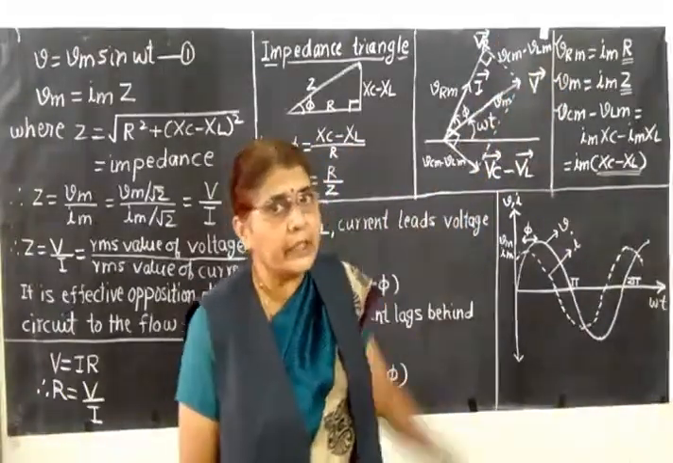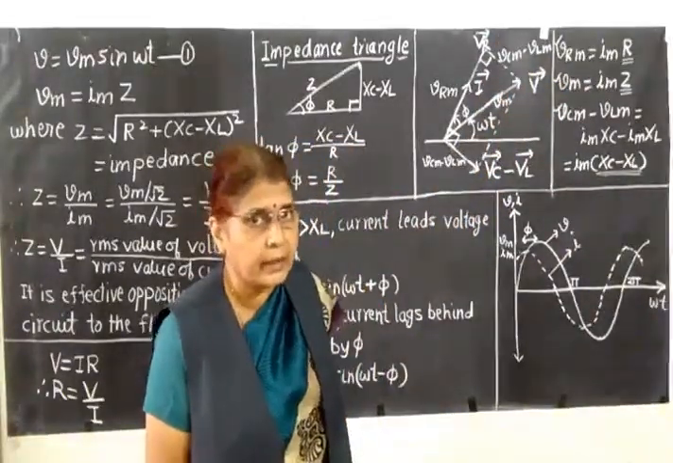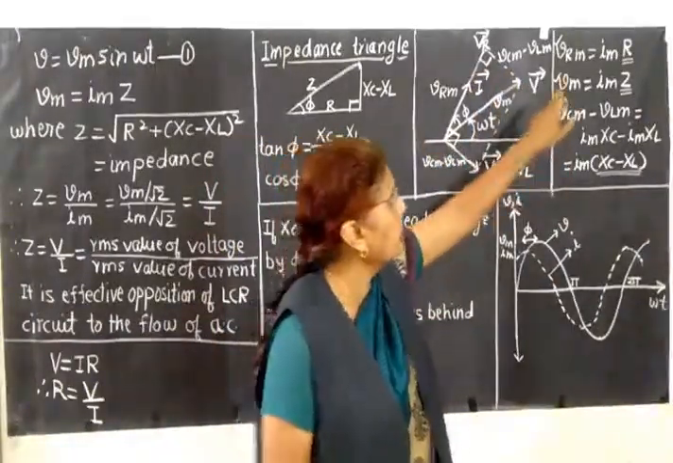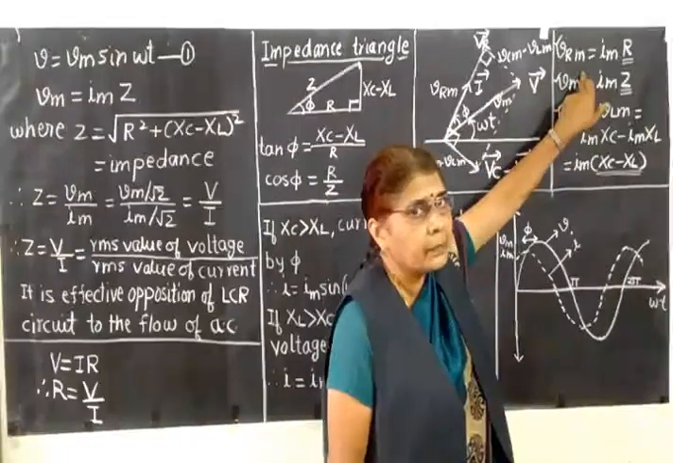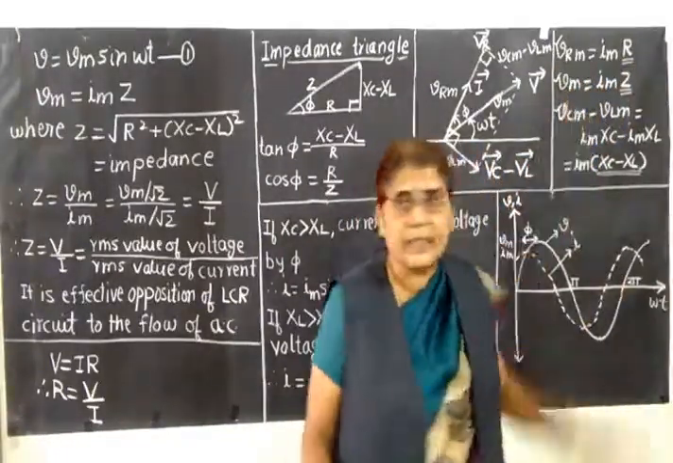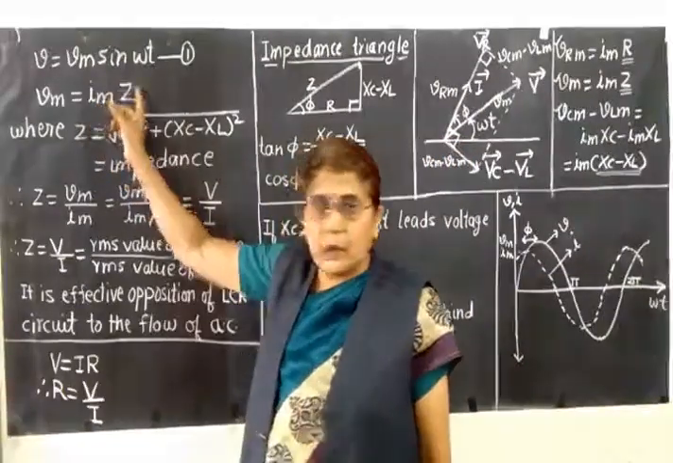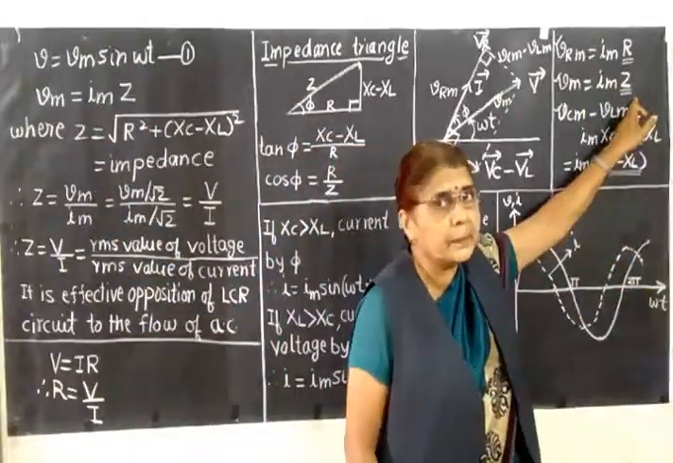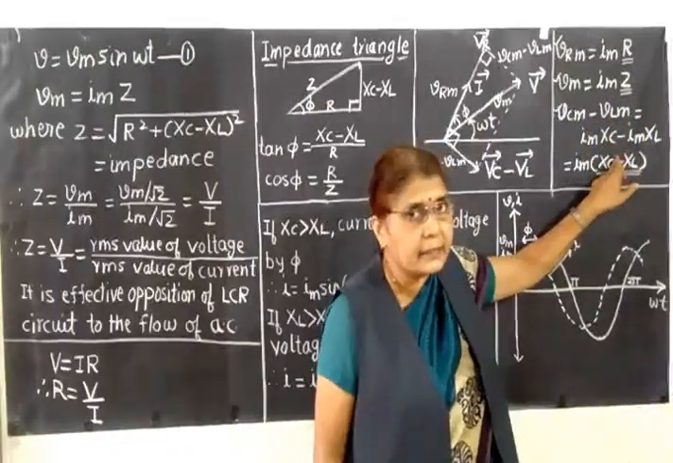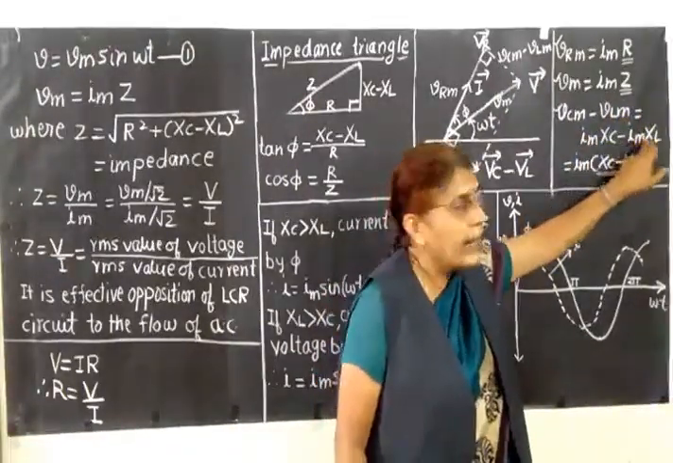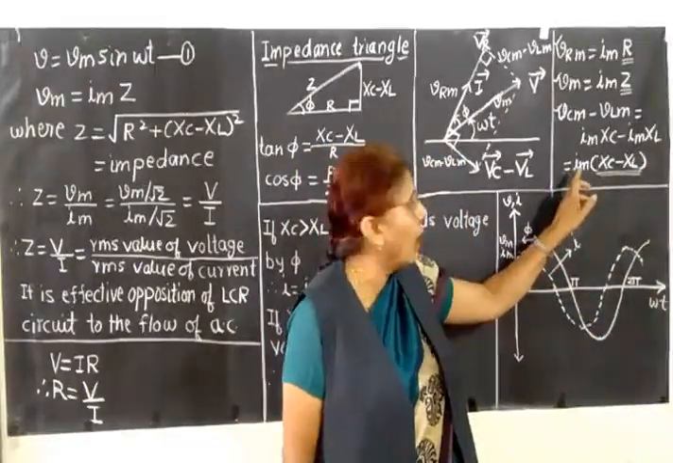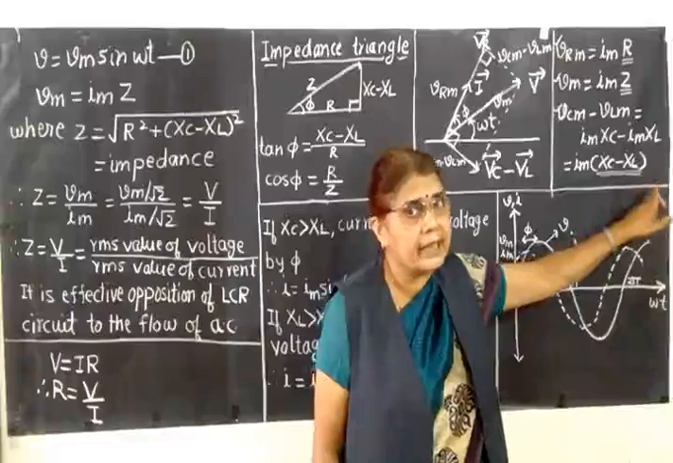Let us write the magnitudes of the 3 sides. We have written down already the values of these 3 quantities. So let us put the values. VRM, we have seen that it is given as Im into R. VM, just now we have derived, is Im into Z. VCM minus VLM: VCM value is Im XC, VLM value is Im into XL. What is common? Im is common. So Im into bracket XC minus XL.